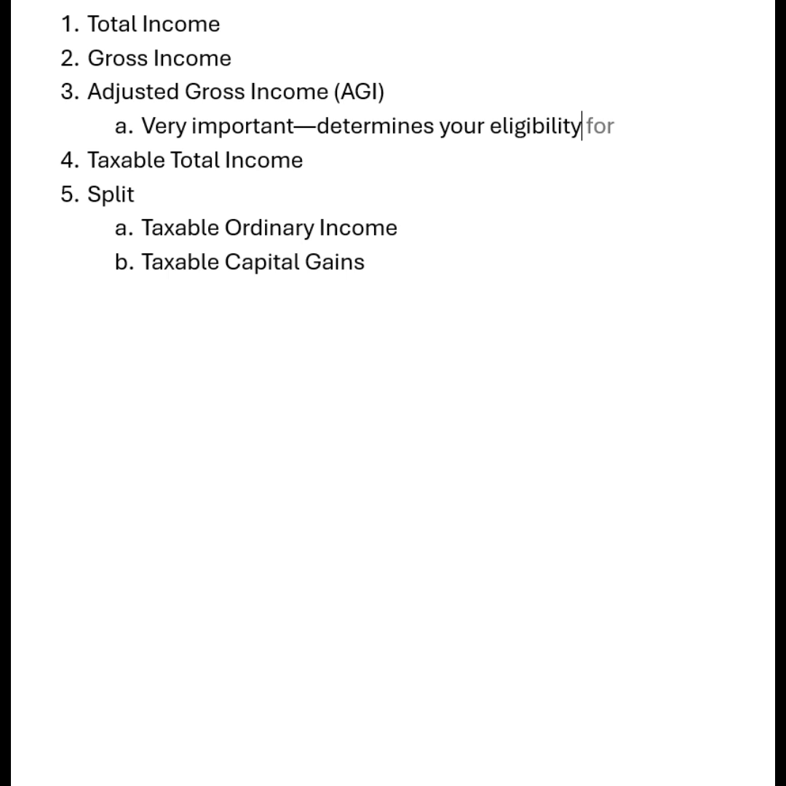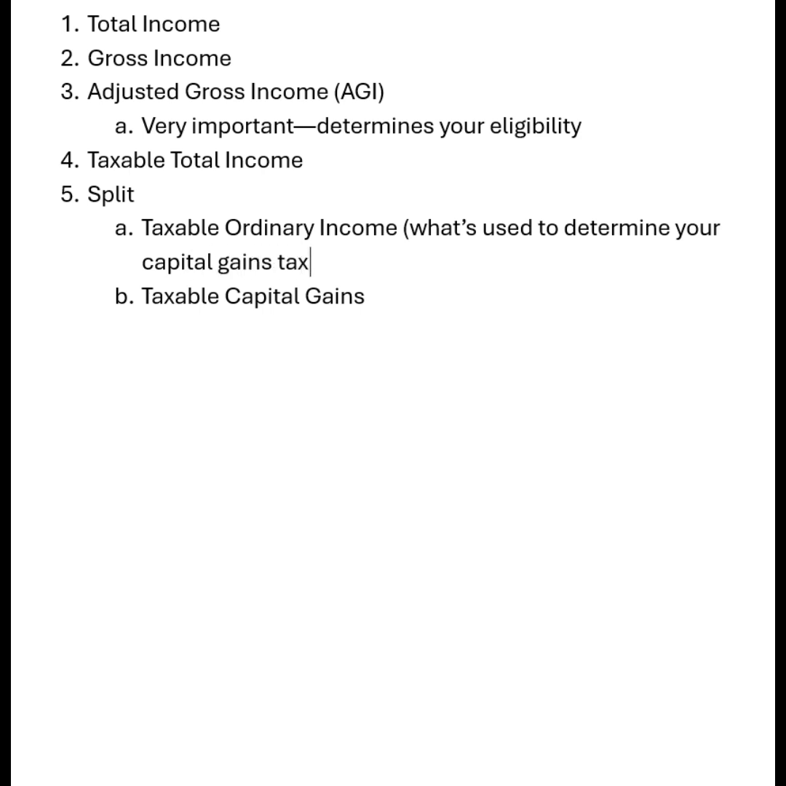That all being said, at step 5, we can finally divorce our ordinary income from our capital gains. And at this point, we have everything we need to solve for our capital gains. We have our capital gains, but we also have our taxable ordinary income. And this is what's used to determine your capital gains tax bracket. This is also what's used to determine your income tax bracket.